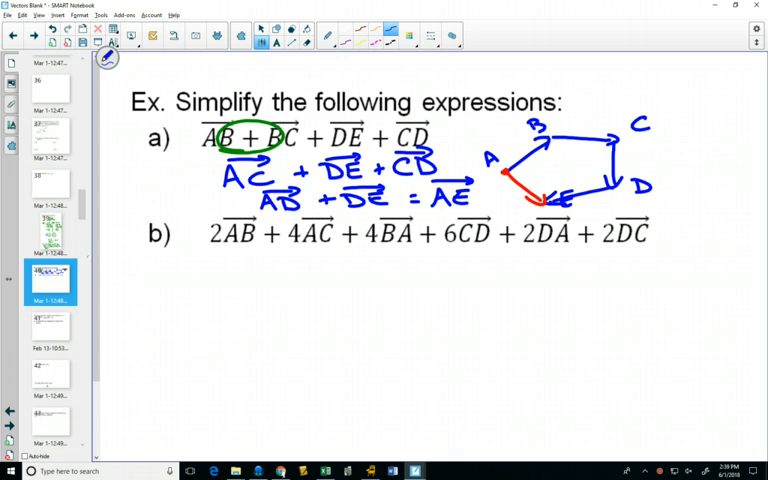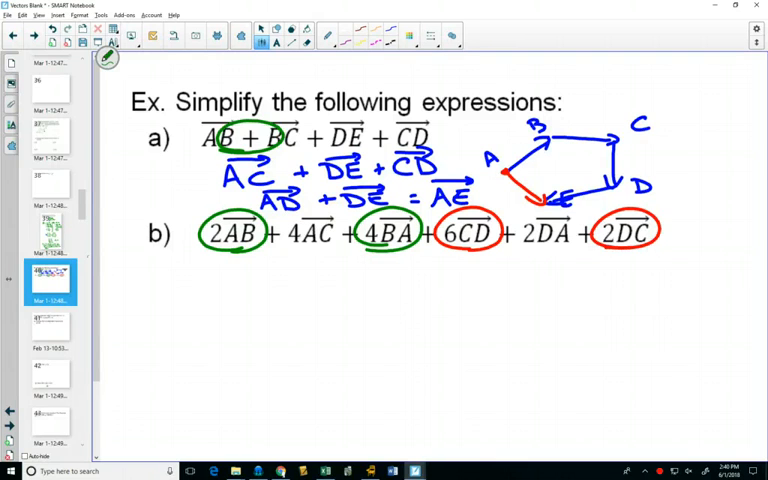So now we have some multiples. We've got two ABs, four ACs, four BAs, two CDs, two DAs, and two DCs. The first thing I want you to notice is this idea. Those ones I'll circle in green. These ones I'm going to circle in red.